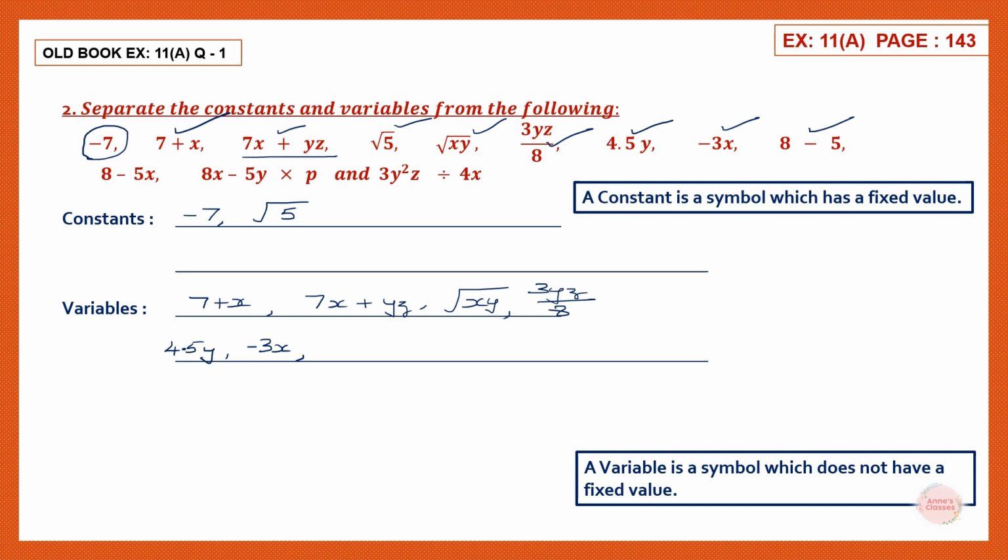8 minus 5, there is no letter there. So that is a constant. 8 minus 5 will be 3, so it is a constant. Next one, we have 8 minus 5x. That is a variable. 8x minus 5y into p. There are a lot of letters there, so that is a variable. Now here 3y square z divided by 4x is a variable.